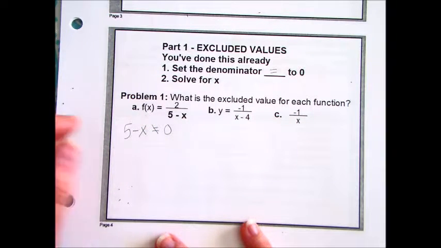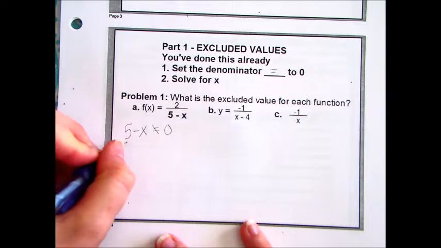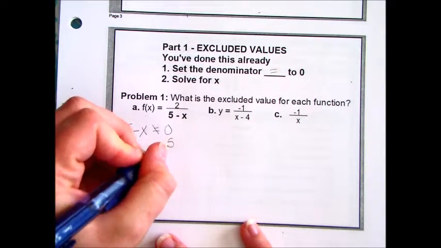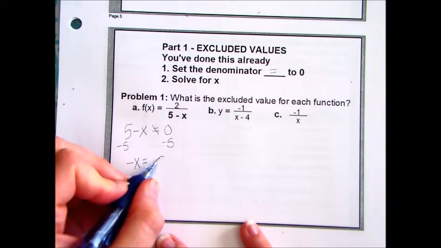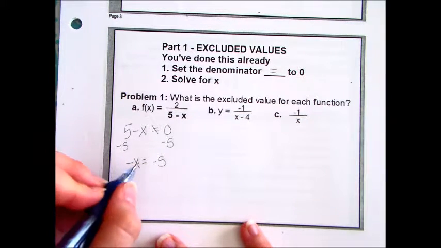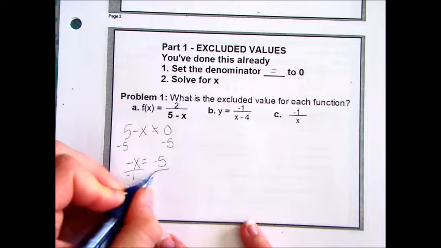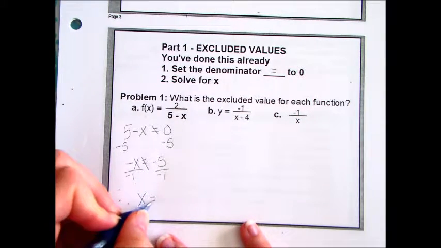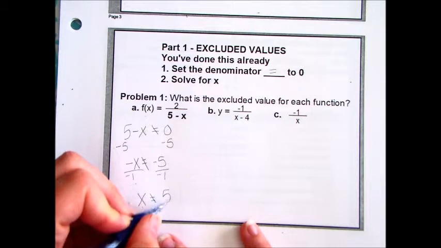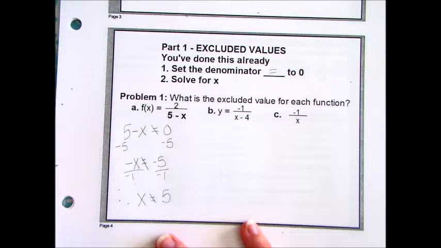So in order to do this, I take away 5 from both sides. I get negative x equals negative 5. I divide by negative 1. And x cannot be positive 5. So that is problem A's excluded value.